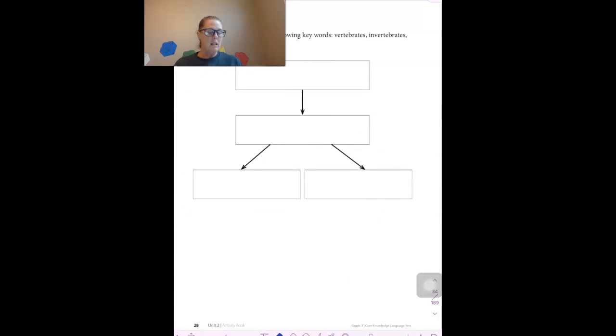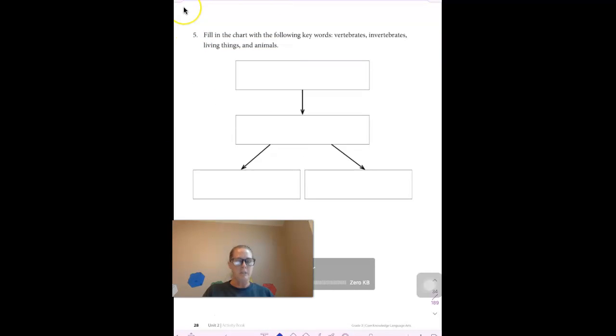Let's turn to the back of activity page 3.1. This is a little visual, and let me move my webcam down here so that we can see the question. Question number 5 says, fill in the chart with the following key words: vertebrates, invertebrates, living things, and animals. So we are classifying these groups, and we start at the top. We're going to start at the top with the largest of those groups, and a little bit smaller, more specific.